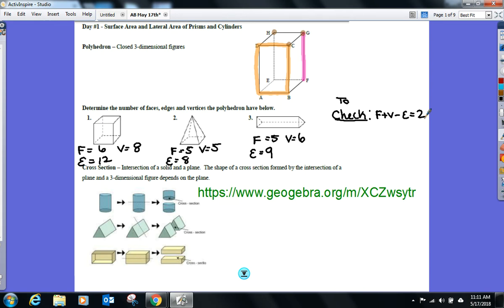So if you want a quick check, if I don't know whether I counted the number of vertices or edges right, make sure it fits into the check. All right? Faces plus vertices minus edges equals 2. Questions on that part at all?